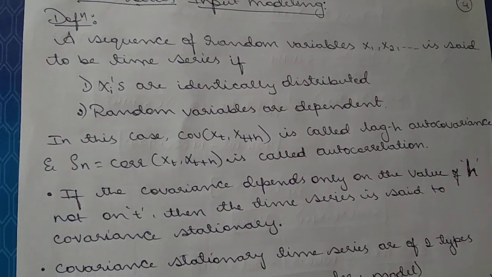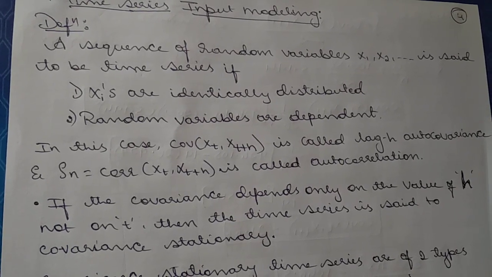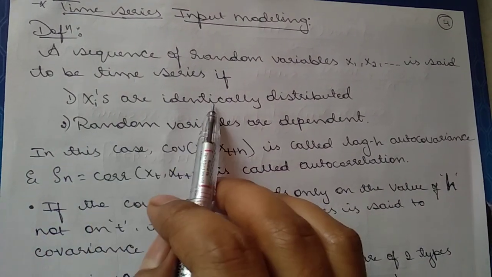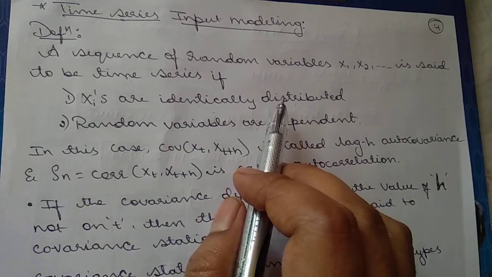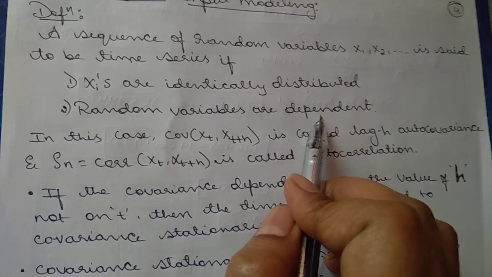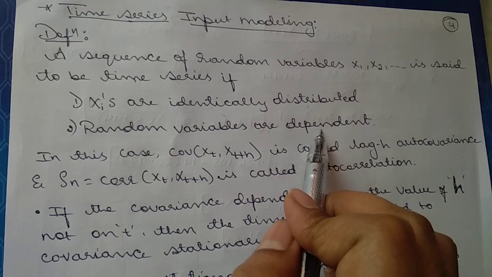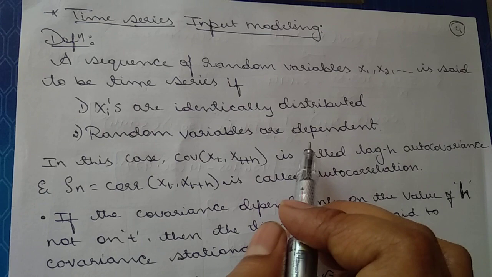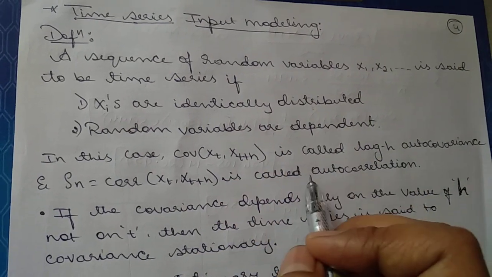A sequence of random variables, which we need to generate, is said to be a time series if and only if the random variables are identically distributed. Identically distributed is nothing but normally distributed. Then the random variables are dependent. In the previous session we discussed that only if they are dependent can we apply time series and multivariate input modeling. So the random variables should be dependent and normally distributed.